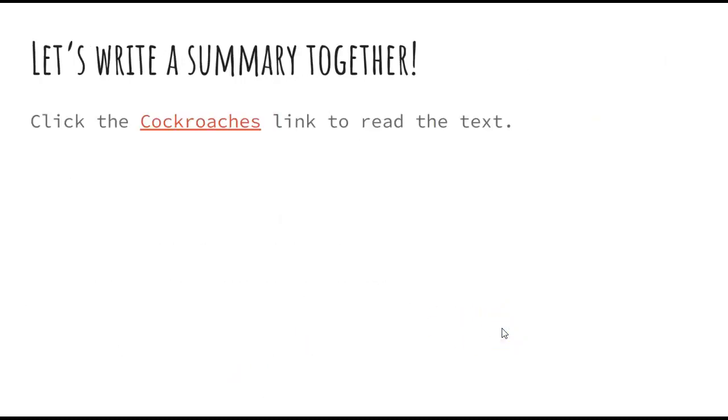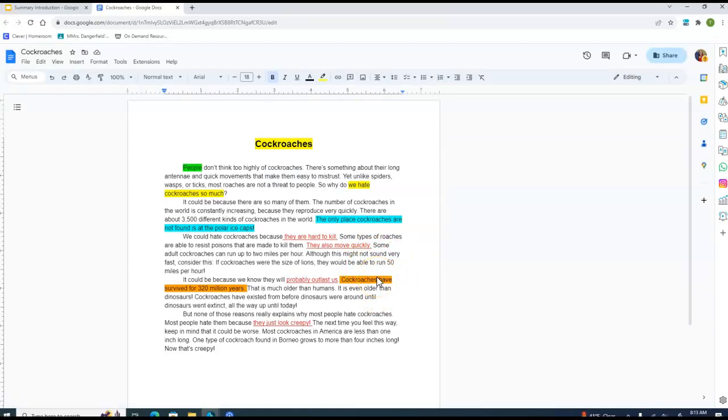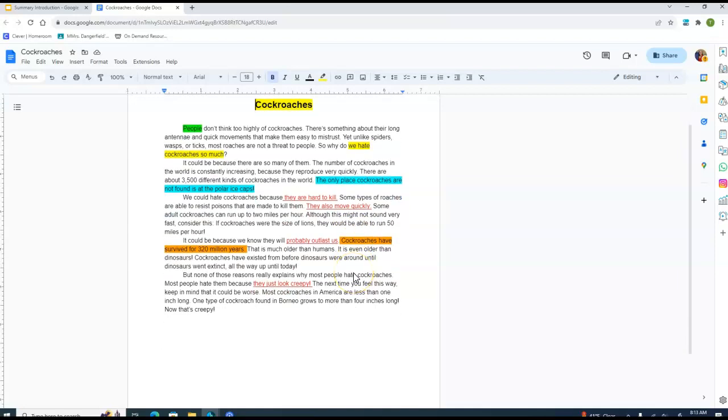Okay, so now that we've gone over all the things to do with summarizing, the 5 rules and then the 6 questions that you're going to be answering, we are going to look at an example of a summary together. But first, we need to read this article first. This article is titled Cockroaches. I'm going to be reading it off my screen. I would love for you to follow along with me.